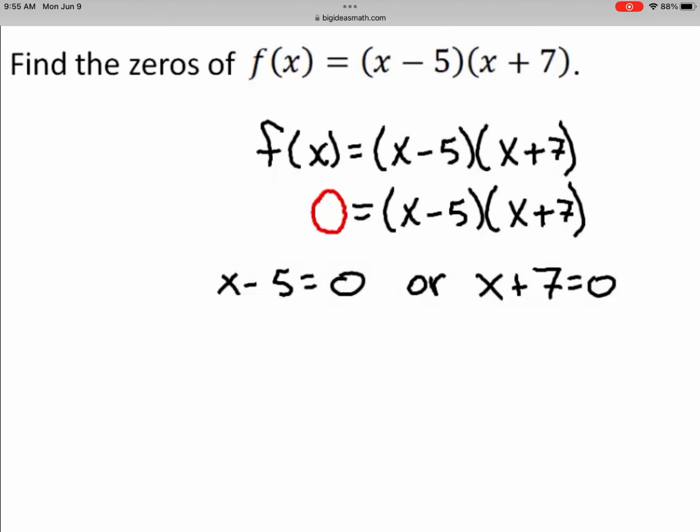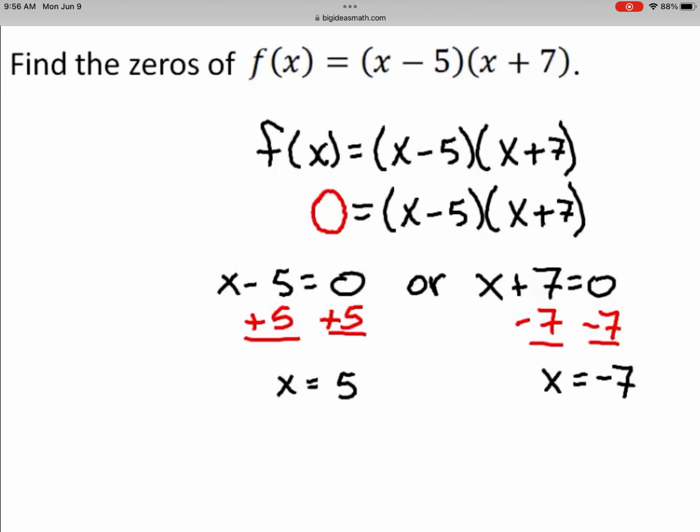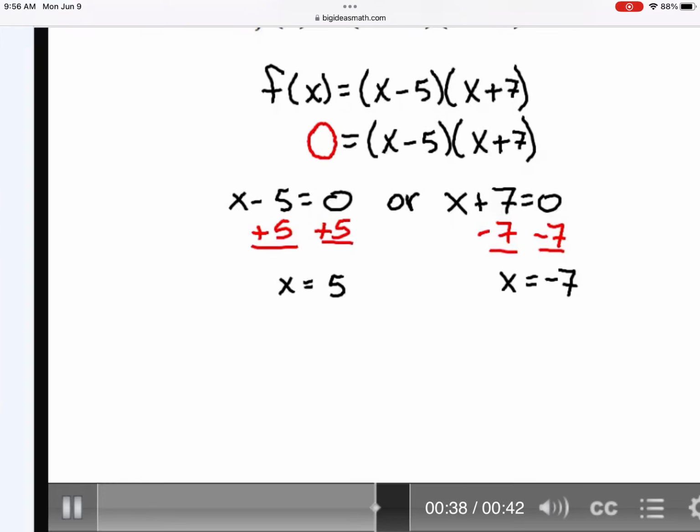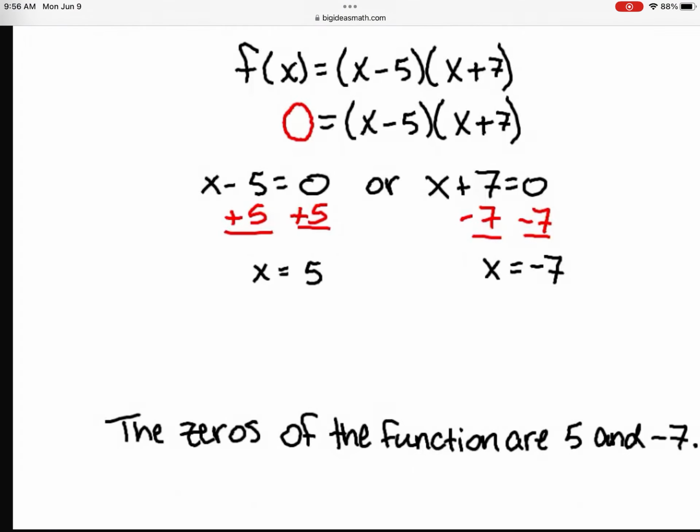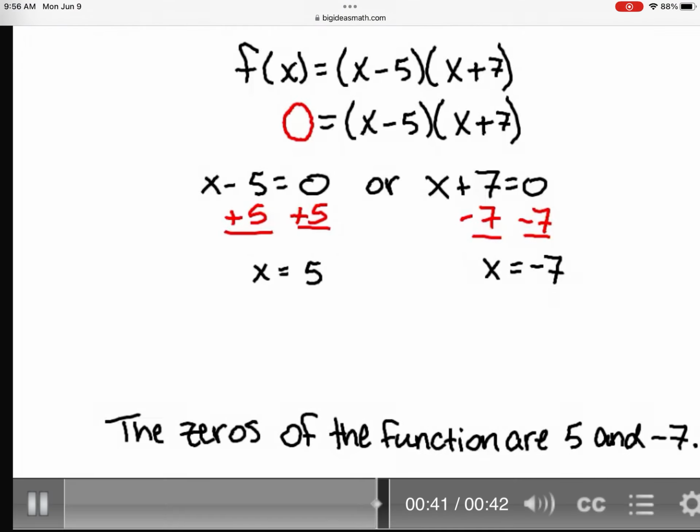So you have x minus 5 equals 0 or x plus 7 equals 0. To solve x minus 5 equals 0, add 5 to each side, giving you x equals 5. To solve x plus 7 equals 0, subtract 7 from each side, leaving you with x equals negative 7. So the zeros of the function are 5 and negative 7.